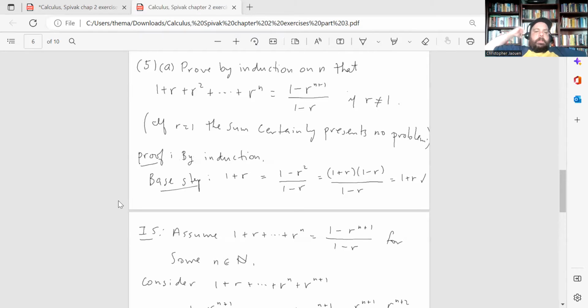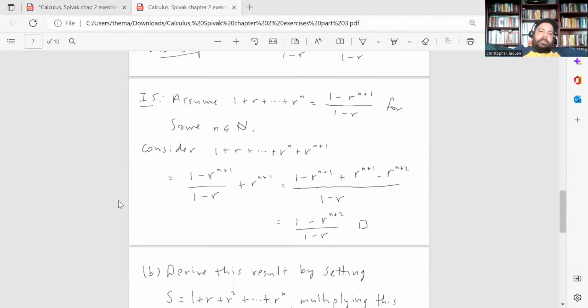So that works out. All right, then for the inductive step, the inductive hypothesis is that the sum of the first n powers of r is equal to that formula for some n. Then consider the sum of the first n plus 1 powers. And if we look at 1 minus r to the n plus 1 over 1 minus r, by inductive hypothesis, the 1 plus r plus dot dot dot plus r to the n, that's equal to 1 minus r to the n plus 1 over 1 minus r, and then you just bring along the r to the n plus 1.